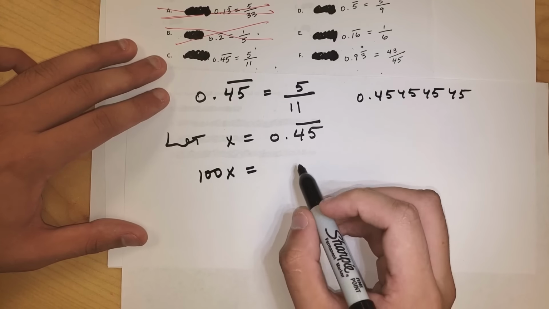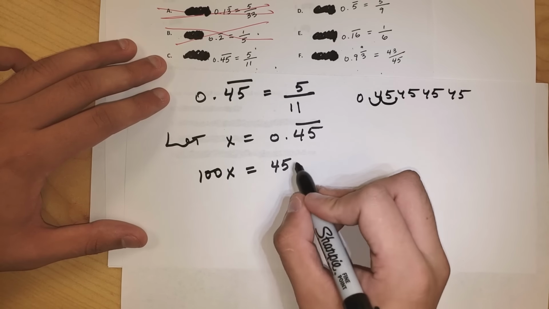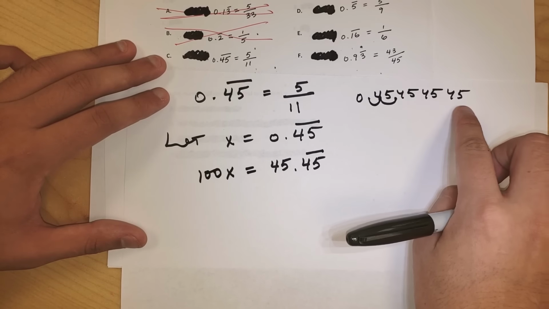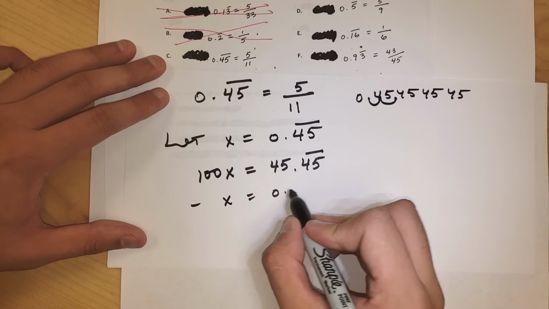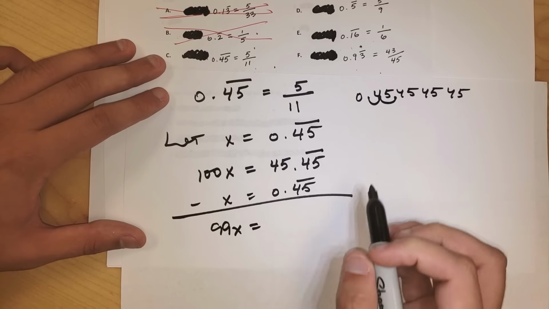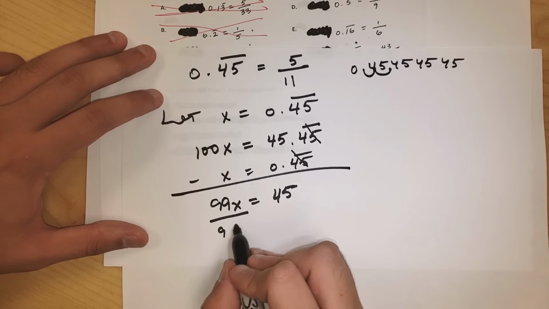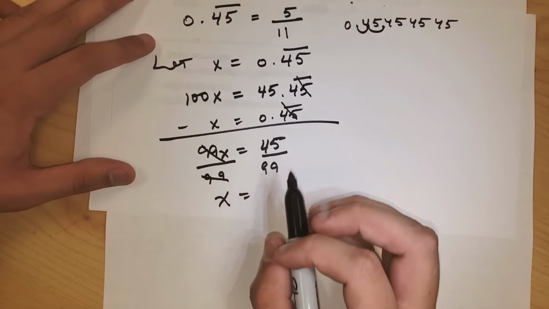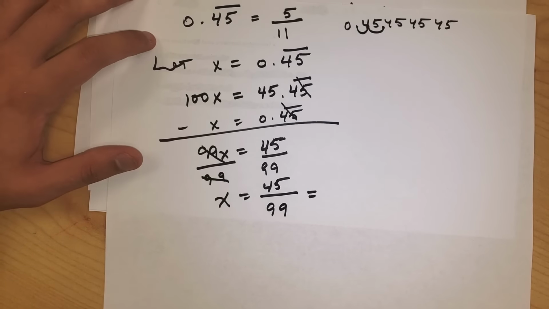So we get 100x equals 45.45 repeating, because when you move it over, you still get the 45, 45, 45. Subtract off the x. 100x minus 1x is 99x equals 45, since the 45 repeatings cancel. Divide both sides by 99 to get the x by itself, and you'll get x equals 45 over 99, which can be simplified.